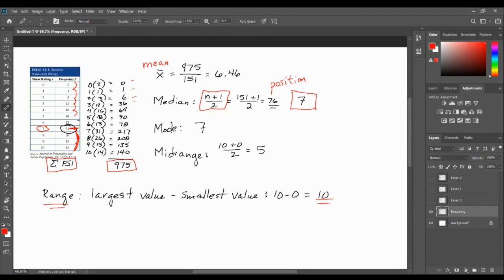Mode is the number that shows up most often. And so with a group frequency curve, it's easiest. You look for the largest frequency, and the corresponding score is the mode.